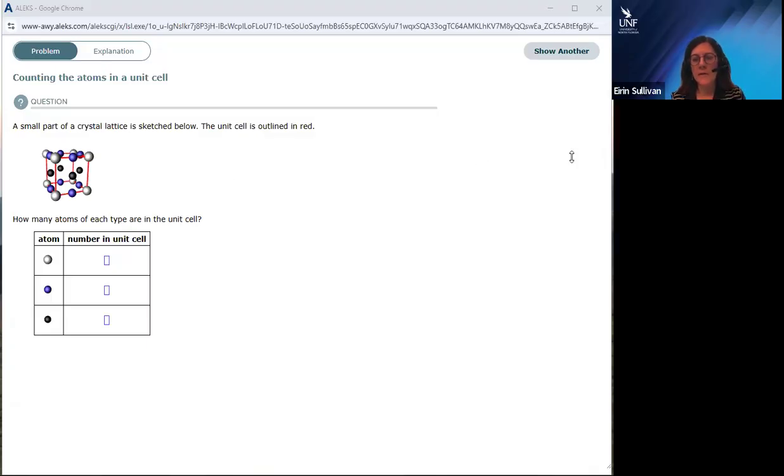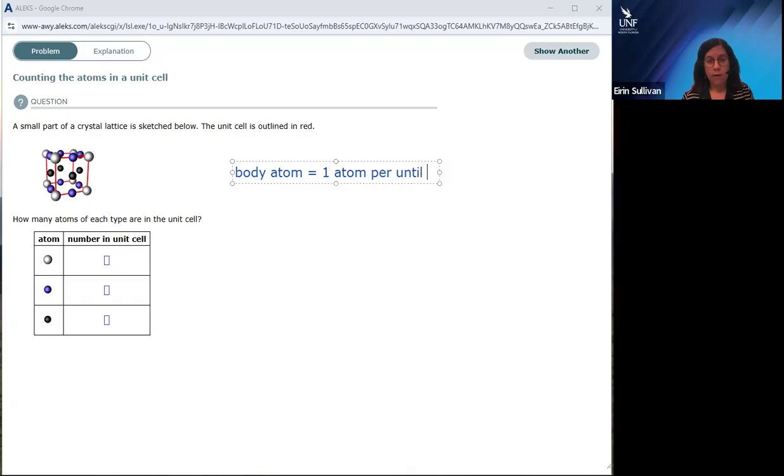Okay, so if an atom is completely enclosed within the boundaries of that unit cell, that is what we'd call a body atom, even if it's not exactly in the center. If the entirety of the sphere is contained, then it is entirely within the unit cell, so that is going to count one atom per unit cell.